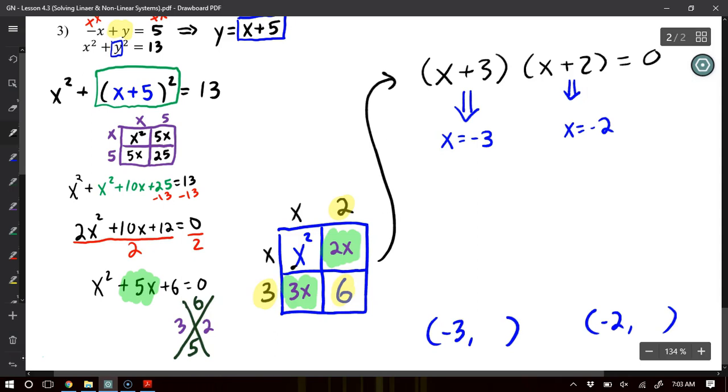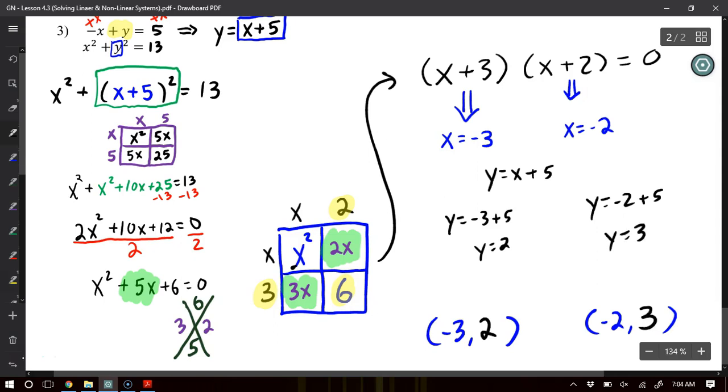And then I plug in my y's. Y equals x plus 5. So y equals negative 3 plus 5. Y equals 2. Plug in negative 2. Y equals negative 2 plus 5. Y equals 3. And there are my 2 points of intersection.